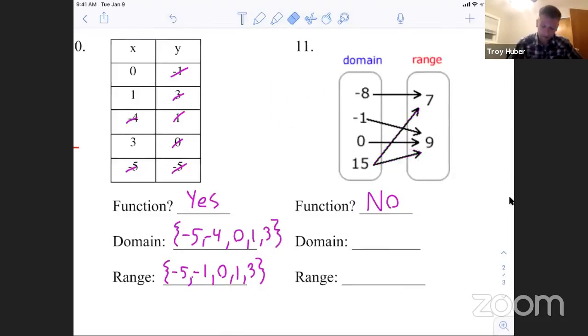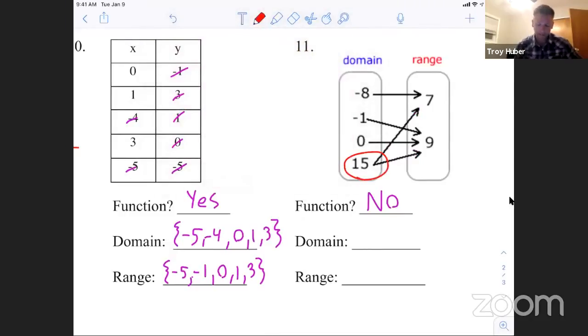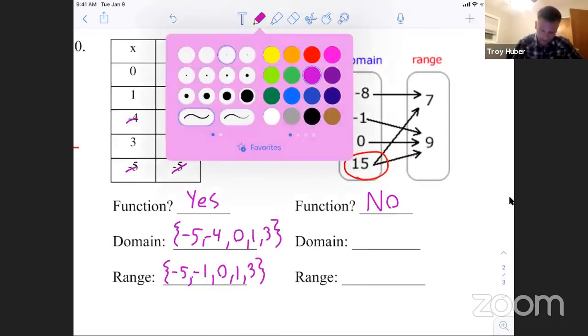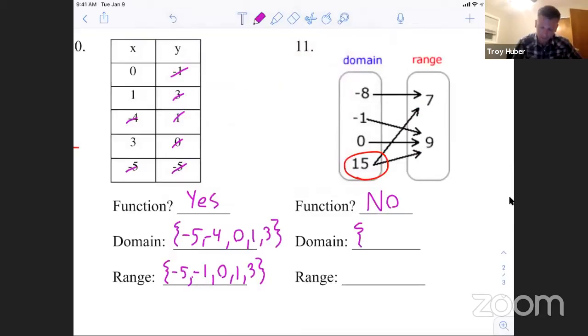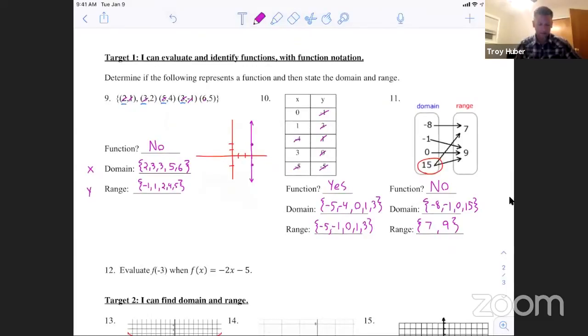All right, and because of, let's do it in red. So why is this not a function? Because of that 15. It has two different outputs. All right, so my domain would be -8, -1, 0, 15. Your range would be 7 and 9. Okay, so that's how we can tell some functions.